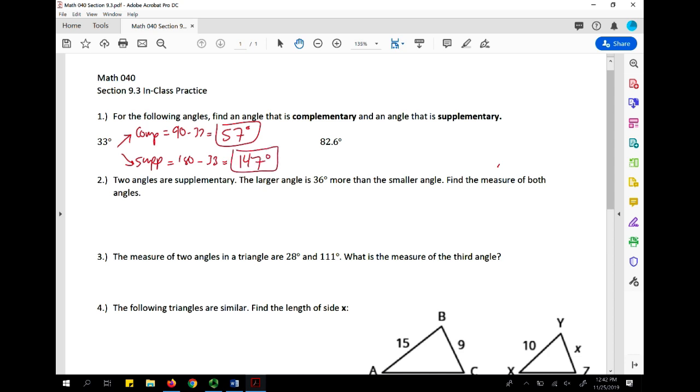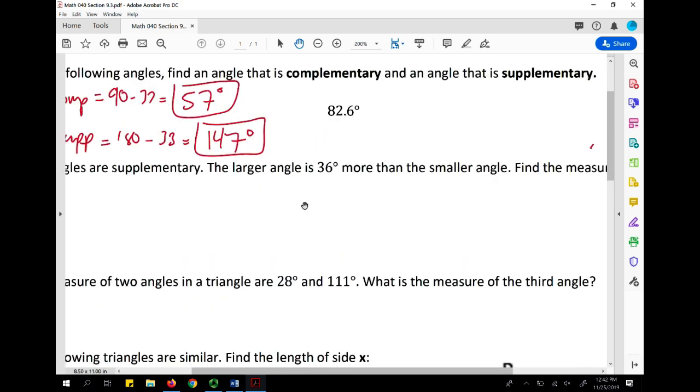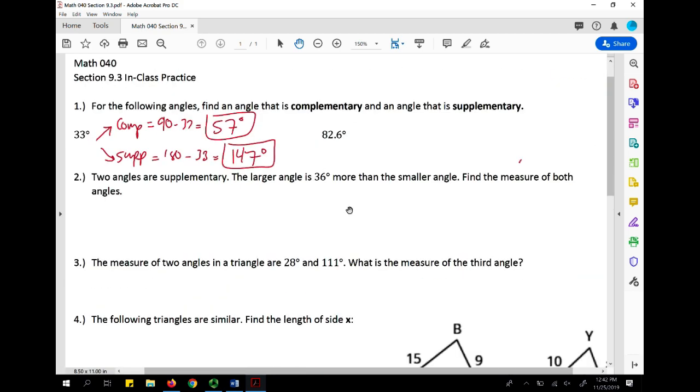No, 157, maybe. Try that again. I'm pretty sure, because 157 would get you up to 190. Oh, maybe that's fine. I think it might have been 190. Okay, so it's always 180 for supplementary.